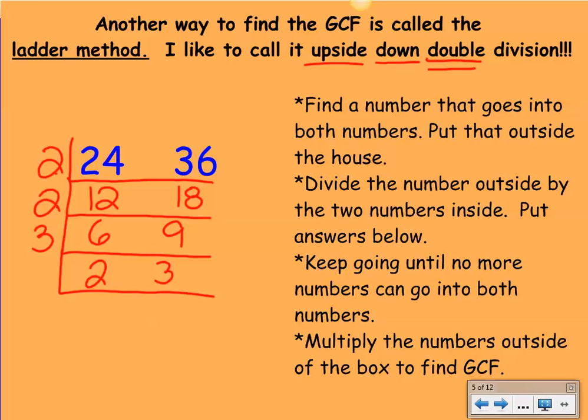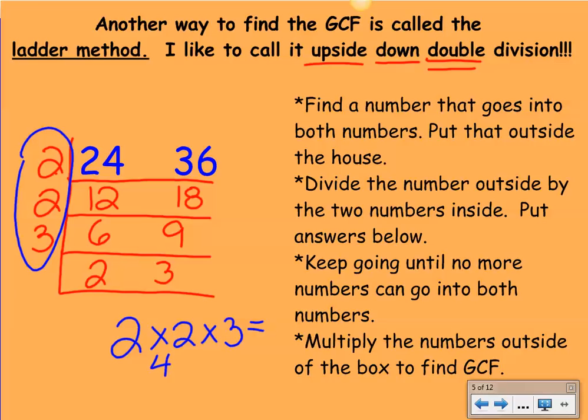tells me to multiply the numbers outside of the box to find the GCF. So when I'm looking at it, these numbers here are the numbers outside of the box. So I'm going to do 2 times 2 times 3 to find my GCF. Well, 2 times 2 is 4. 4 times 3 is 12. So my greatest common factor, or GCF, is going to be 12.